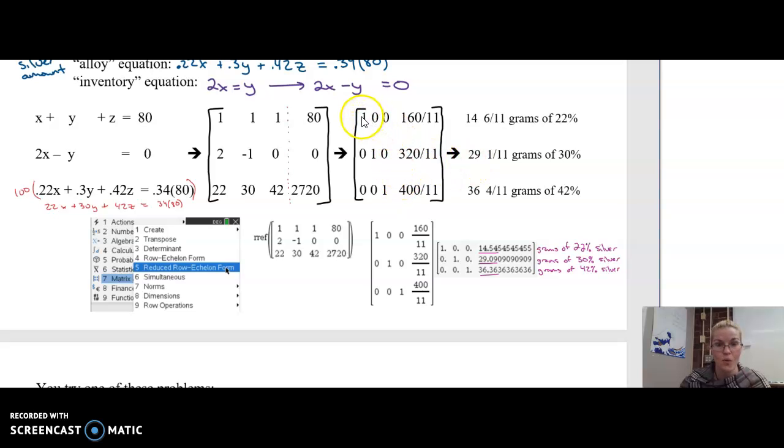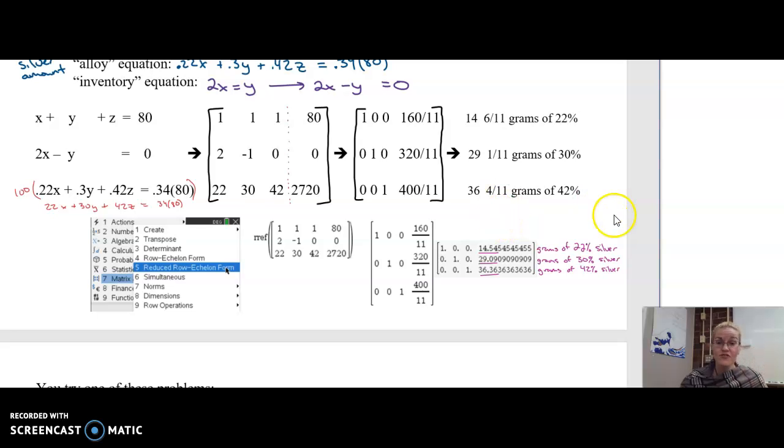So this means 1x. So I want 160 over 11, which is about 14.545454, or exactly 14 and 6/11 grams of the 22% silver, 29 and 1/11 grams of the 30% silver, 36 and 4/11 grams of the 42% silver. That's how many grams of each alloy you should be using.